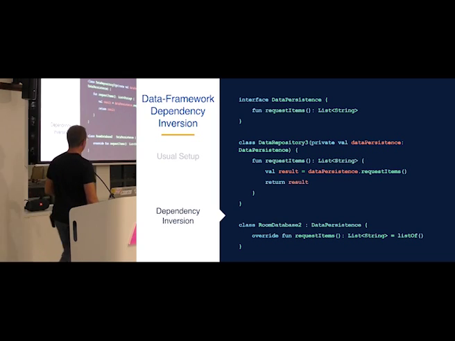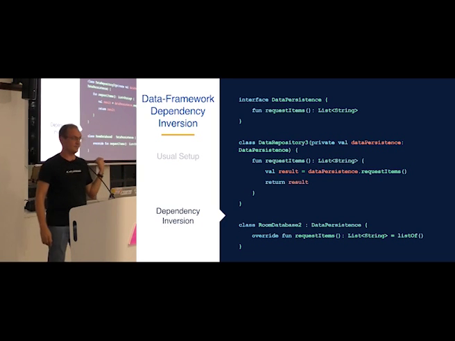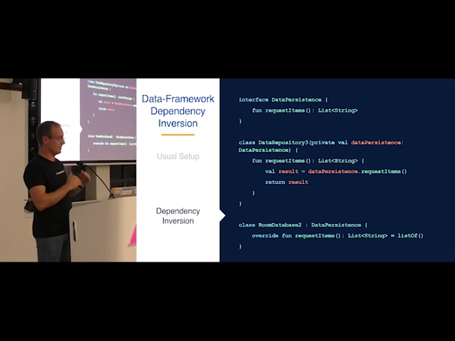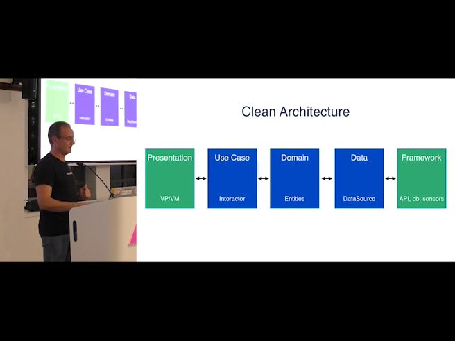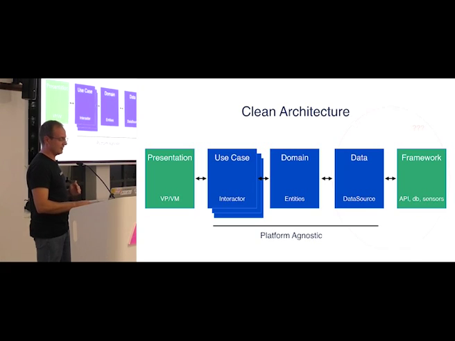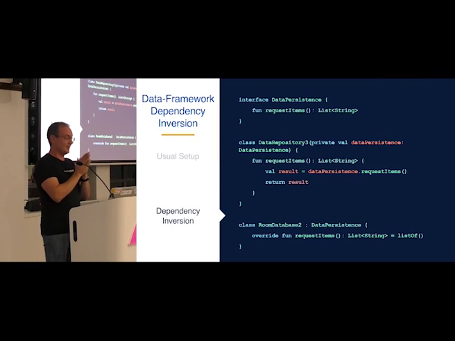In this case, room database depends on data persistence, which is an abstraction, and data repository number 3 also depends on an abstraction, right? Because this abstraction is injected into it. So this is how we decouple it. And this is how, on the previous slide, well, I had to click over again, sorry. You got the point, right? This is how you can decouple the data layer and the framework layer.